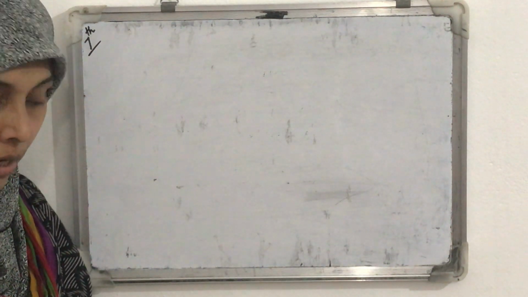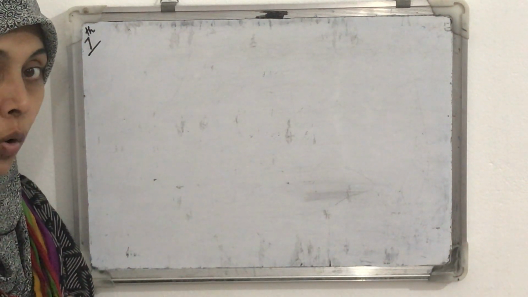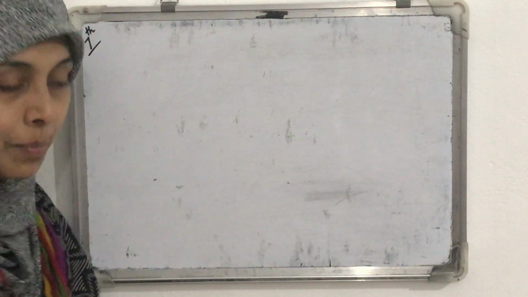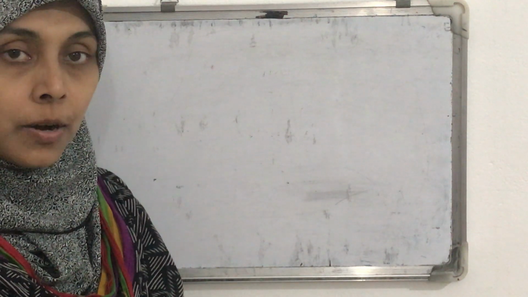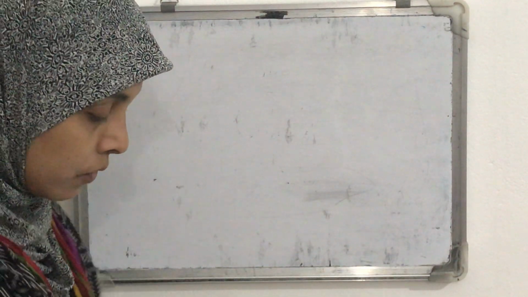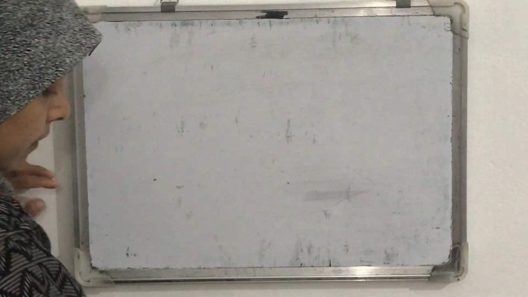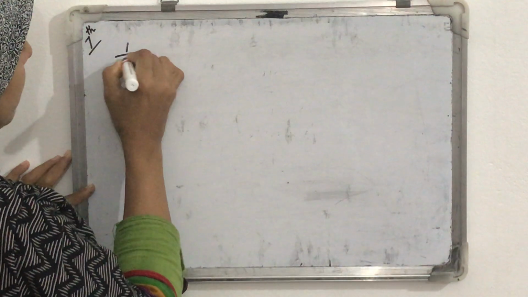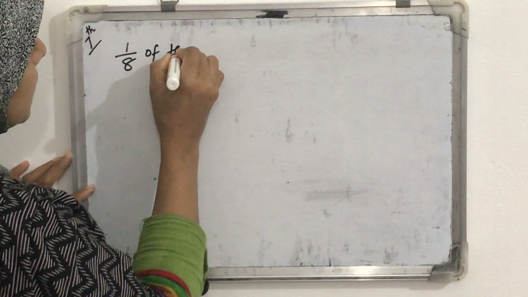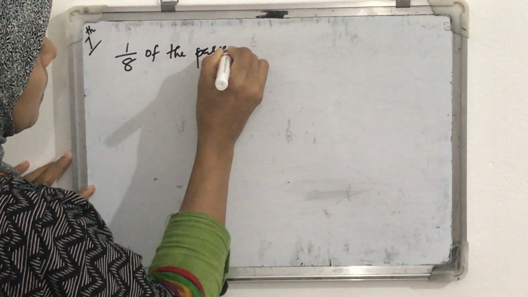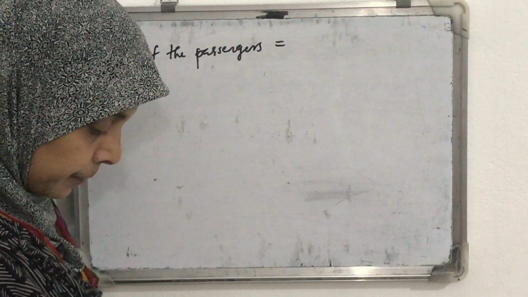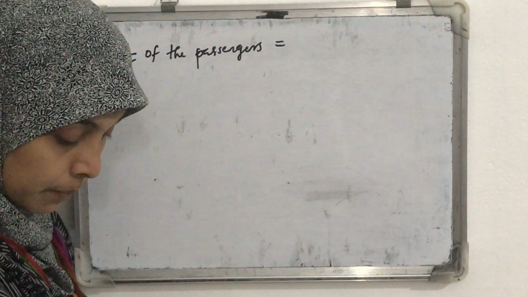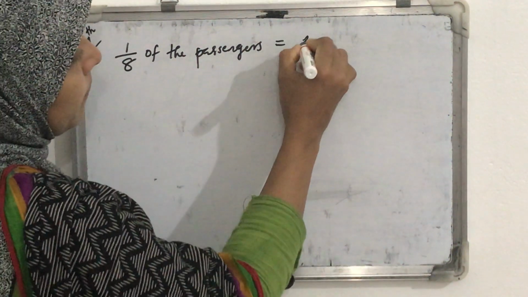So in this question, it is given 1/8 of the total passengers. We don't know how many total passengers there are, but 1/8 of the total passengers is given as 40. That is, the number of children is given as 40. So from that we can start. 1/8 of the passengers is the number of children, that is 40.